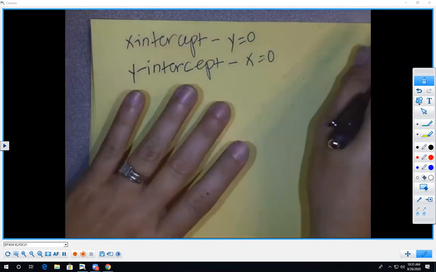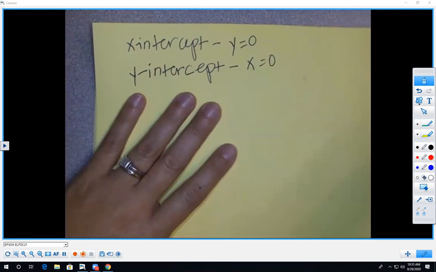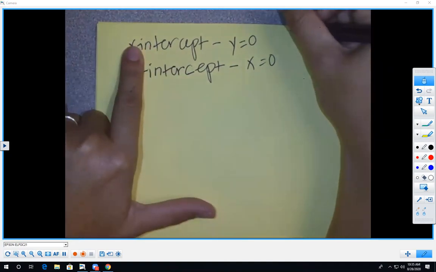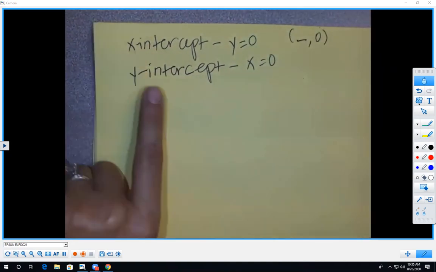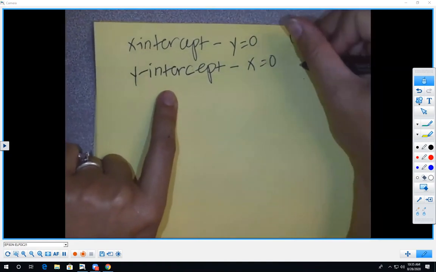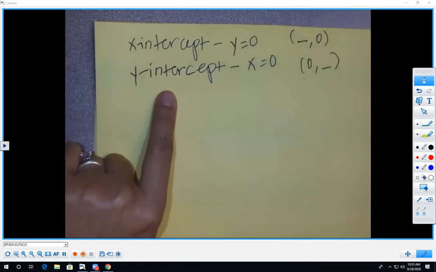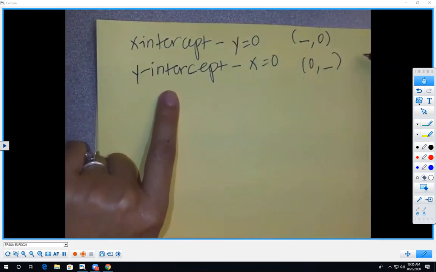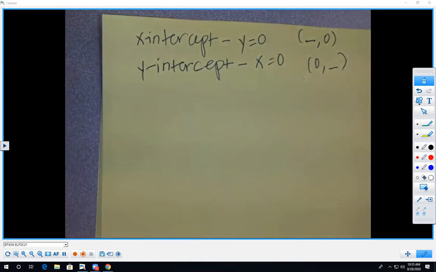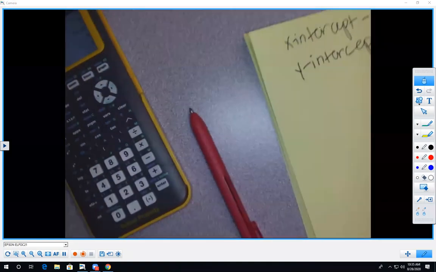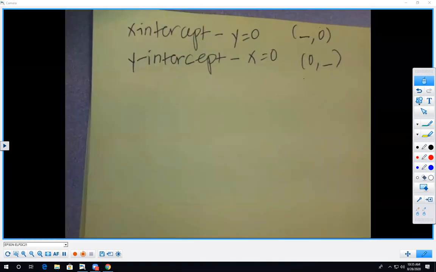Okay, this also tells me that my ordered pairs are going to have zeros in it. For x-intercept, all ordered pairs that are an x-intercept is going to be something comma 0. All ordered pairs that are y-intercepts are going to be 0 comma something. And that's how you write your answers for x and y intercept, is an ordered pair with a 0 in it.